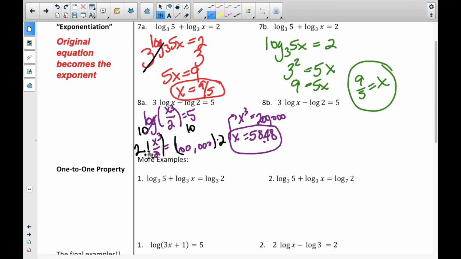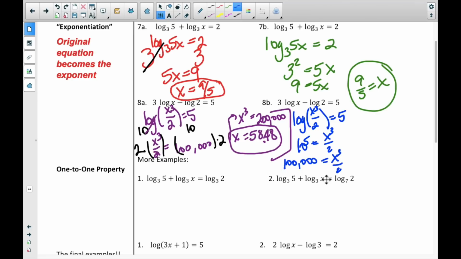Okay, that was using the exponentiation. If I did it again, and this time I used the left, right, left rule, so now I'm going to have the log of x to the third over 2 is equal to 5. If I go left, right, left, my log base is 10. So I get 10 to the fifth is x to the third over 2. So once again, I have 100,000 is equal to x to the third over 2. I multiply both sides by 2, and I take the cube root, and I get 58.48.